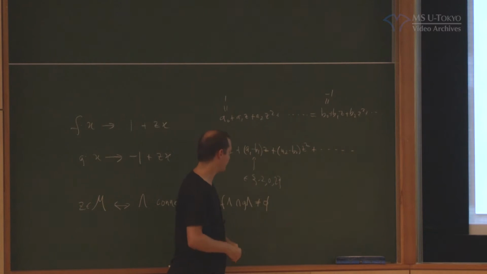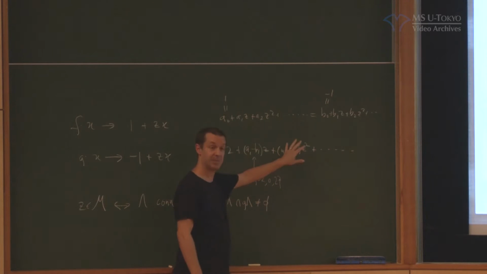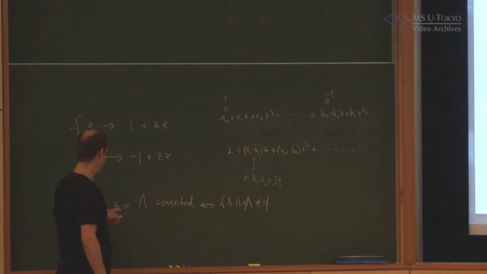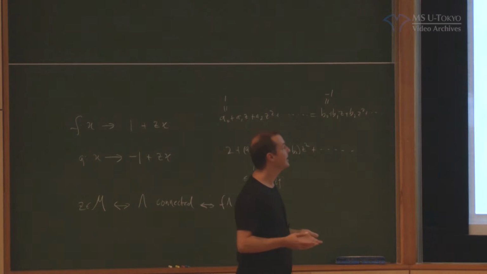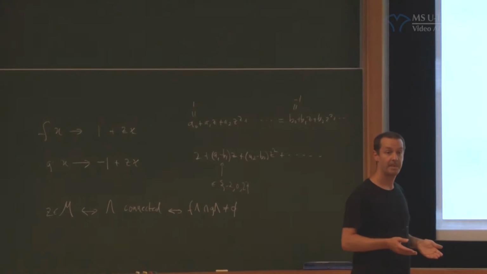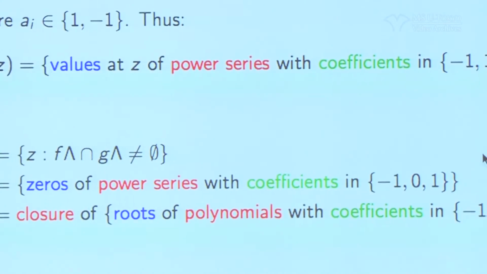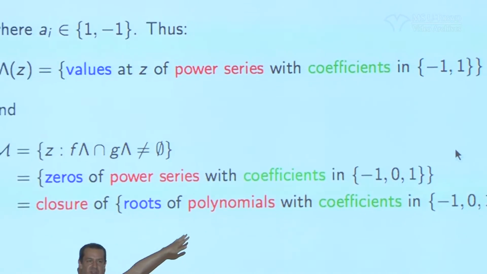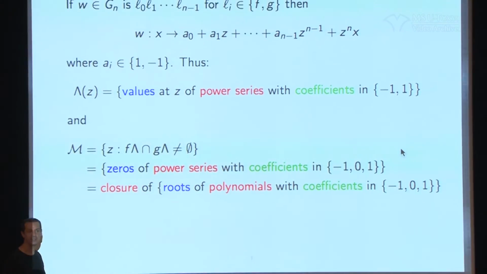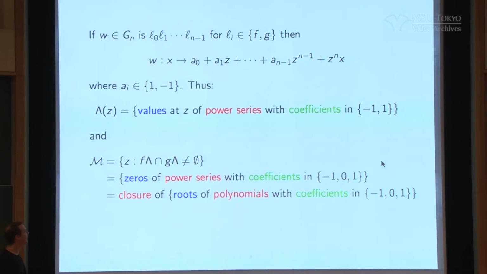And this is 0 exactly, for some such power series, exactly when f of lambda intersects g of lambda, which is exactly when z is in this Mandelbrot set. So that says the Mandelbrot set itself, this Mandelbrot set z, is exactly the set of zeros of power series with coefficients in -1, 0, 1, non-trivial ones. So starting, say, with the coefficient 1, just for non-triviality.